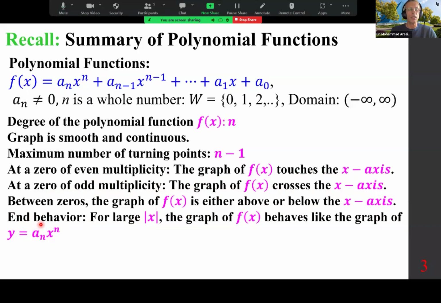And as far as the end behavior is concerned, for large absolute value of x, that means x goes to negative or positive infinity, the graph of f of x behaves like the graph of y equals a sub n x to the power of n, meaning its leading term.